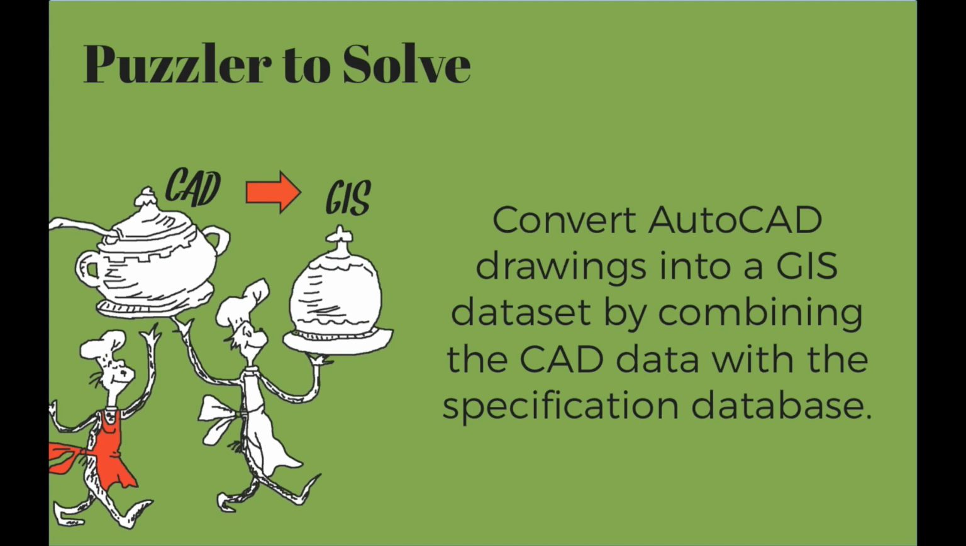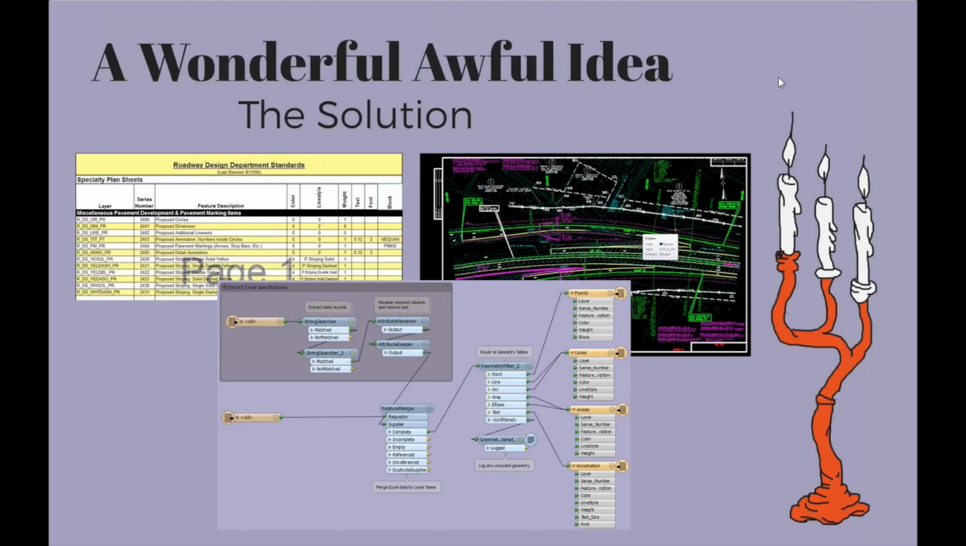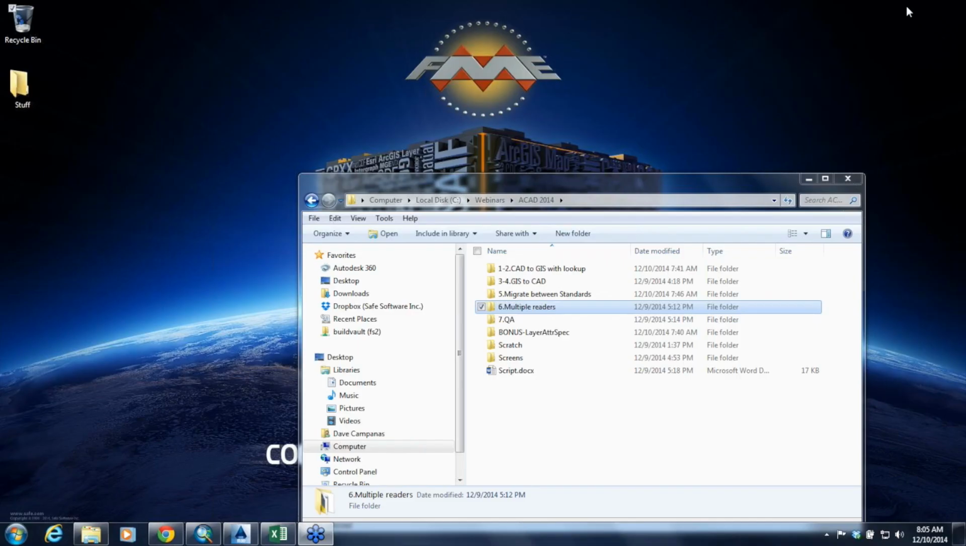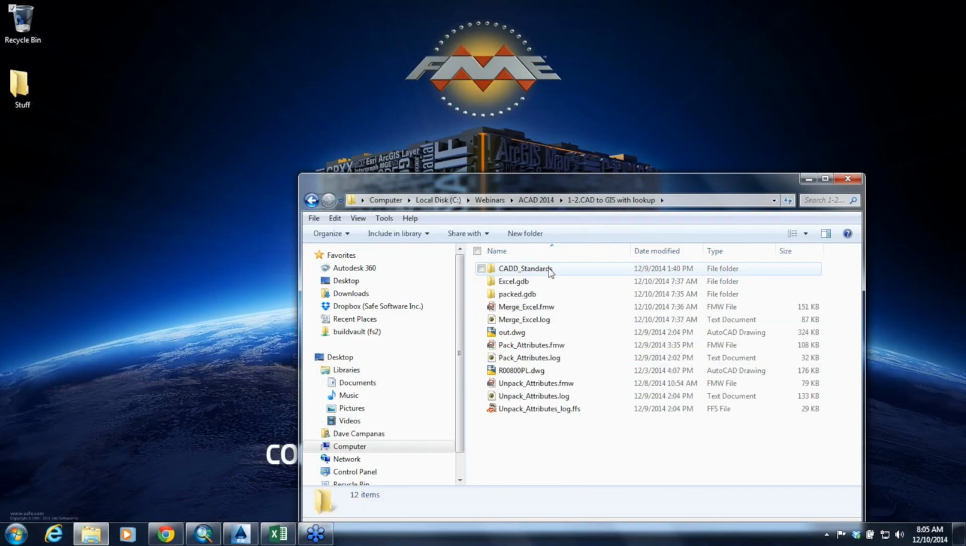Okay, so our first demo today is our puzzler to solve. We're going to convert some AutoCAD drawings into a GIS data set, adding some information from a specification document. So let me just skip over to the demo here. It looks like an awful idea. Yes. Okay, so what are you going to start with?